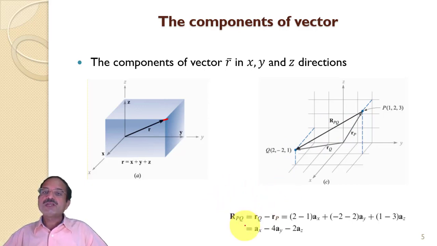To determine this position vector r PQ, this is the x coordinate of Q minus x coordinate of P, that is 2 minus 1 ax. In the same manner, minus 2 minus 2 ay and 1 minus 3 az. So this gives me 2 minus 1, that is ax, 2 minus 4, that is minus 2 ay... so this is vector r PQ if I know the coordinates of these 2 points P and Q. So that is position vector.